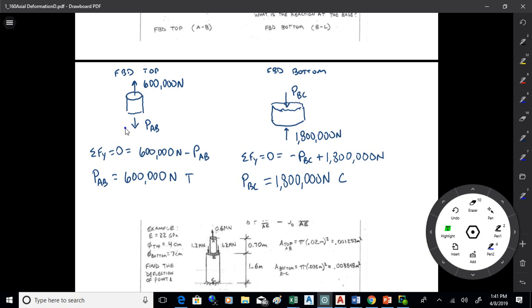On the top there, we're pulling up with 600,000, so AB pulls down to hold equilibrium, and that's tension. That's the internal force, it's tensile. And then for the one on the right, I just used the lower half. I'm just cutting through the area where I want to find the stress or the force. Take the one whole side or the other whole side. You don't just take a piece out, you take the entire side of the object. So for BC, I took the lower side, I got that reaction pushing up, so I know the internal force pushes down, that's compressive, 1,800,000. Okay. So we're doing all right with that.